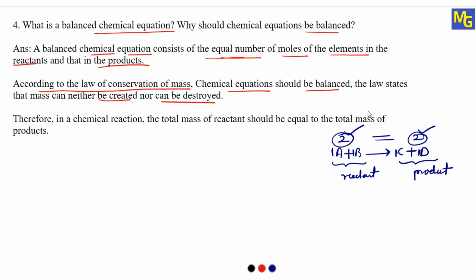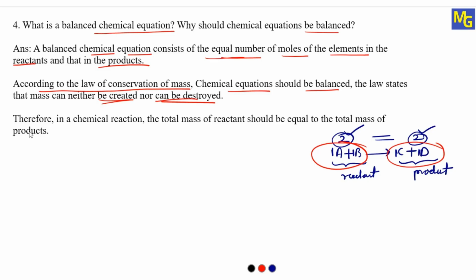And this is given by the law called the law of conservation of mass, which says that mass can neither be created nor destroyed. Whatever number of reactants you have, the same number of products you are going to get. Products will be different compared to the reactants, but the number of atoms on the left hand side will always be equal to the number of atoms on the right hand side. And this is what is called the law of conservation of mass.